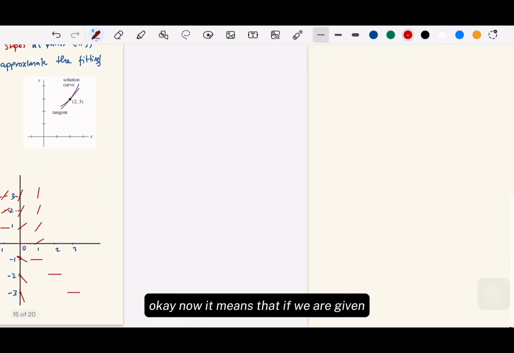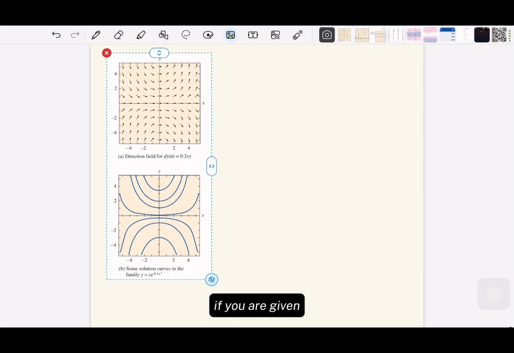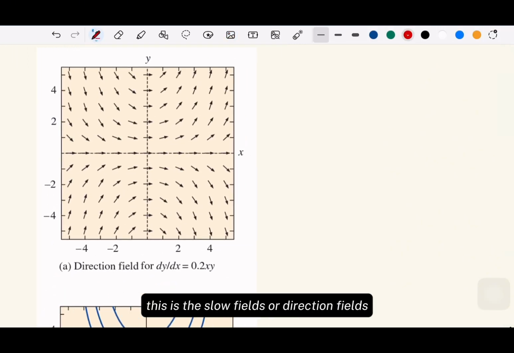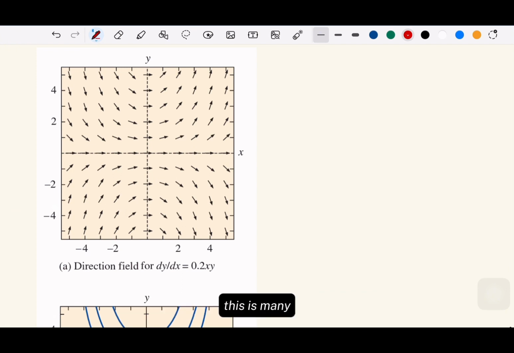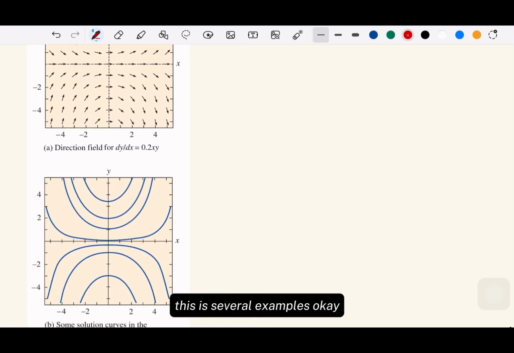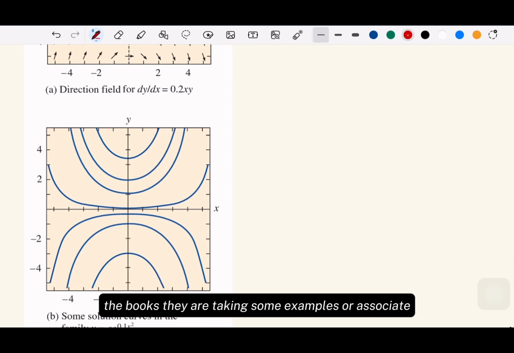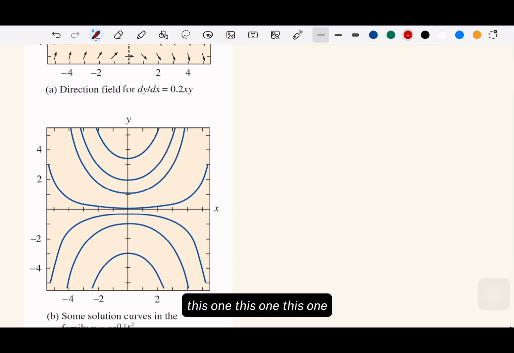Now it means that if we are given, for example, this one here, the slope fields or direction fields for dy dx equals 0.2 xy, you could see that maybe we can make it here, make it here. These are many solutions that we can make. So according to the initial condition, we can fit which solution group we want. For example, these are several examples. It's not necessarily all the solutions, but the book is taking some examples for the solution group. Perhaps this one is the solution, this one, and this one here. So it depends on the initial condition.